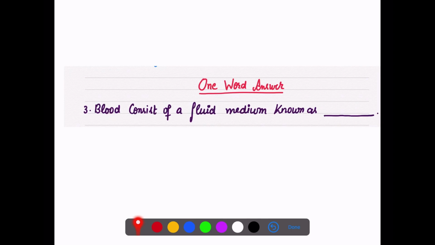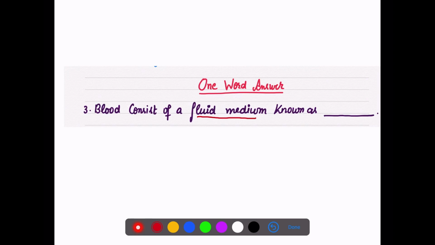Blood consists of a fluid medium known as dash. Again, blood consists of a fluid medium known as dash. So it is known as what, what the blood is having, which is a fluid.